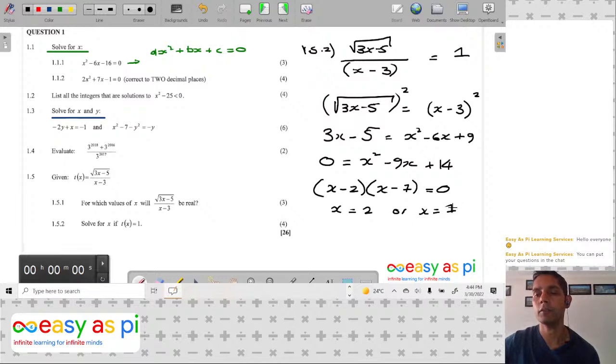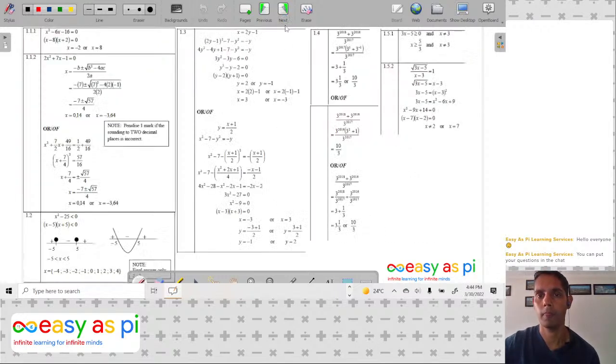Now, this is not the end of it, because I'm going to plug these x's in to see if this makes sense, if it gives me a positive answer. So in this case, 3 times 2 is 6, 6 minus 5, that's a positive. Okay, so that's fine. I don't have any division by 0. The same with 7. So these are my answers. And you can see that's how we're doing this in this case.